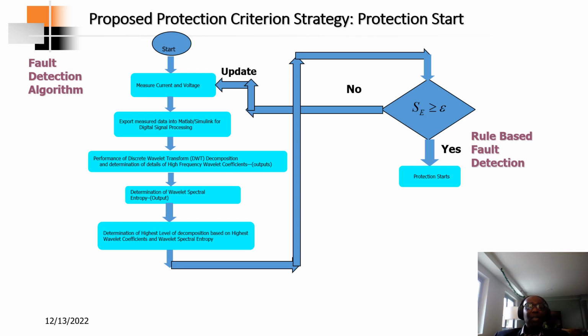Okay, so now let's talk about the flowchart for the proposed protection criteria. When will protection start, right? My measuring basically starts. I'm measuring current and voltage, utilizing current measuring schemes, let's say utilizing Rogowski coils, or CTs, fiber optic sensing CTs, and other voltage sensing devices, VTs.